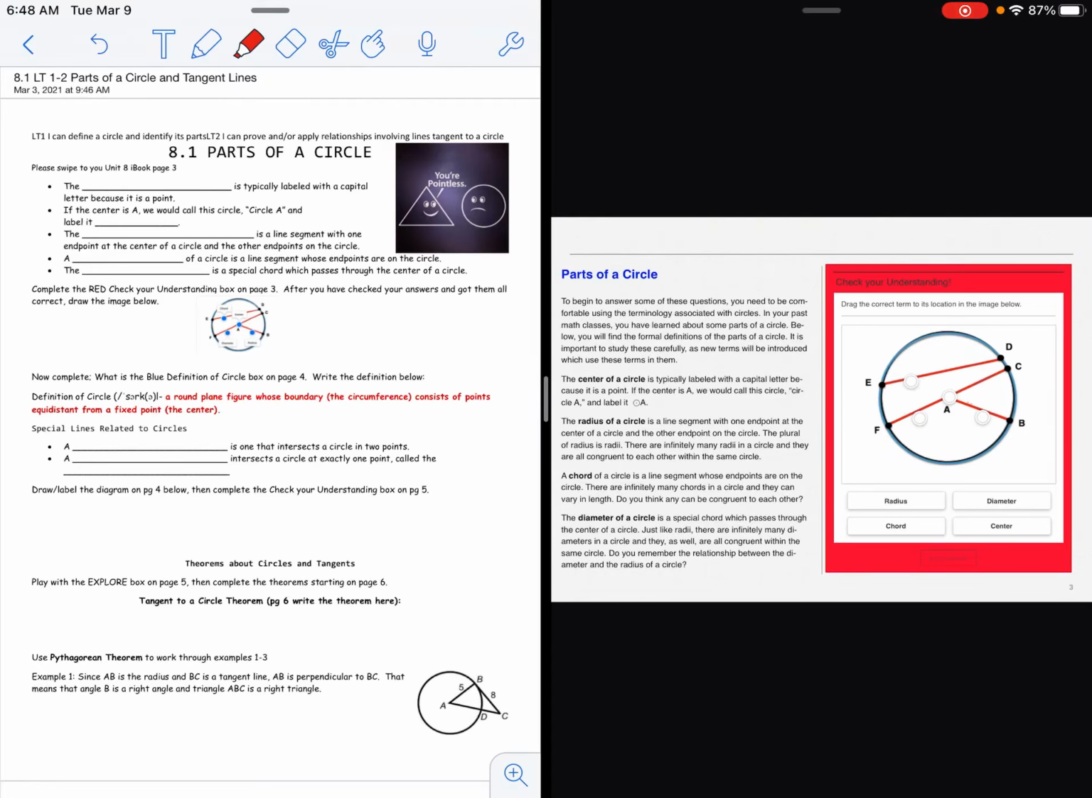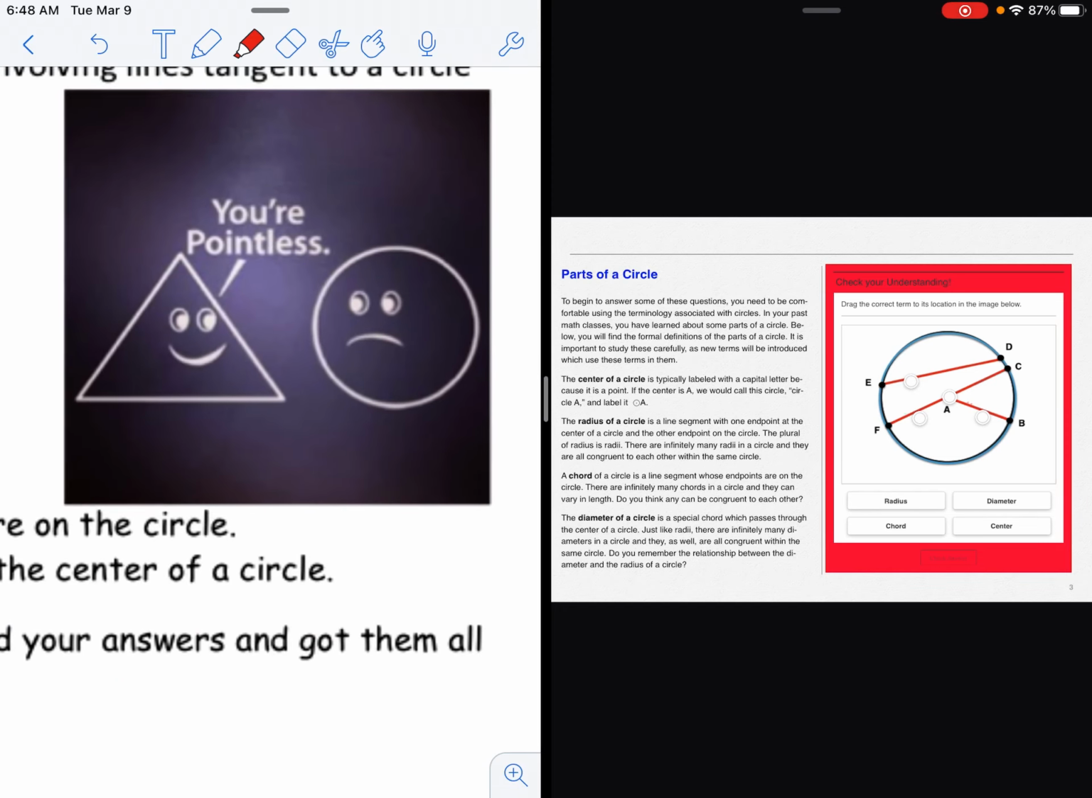All right, students, so we're here, and today we're talking about parts of a circle. This is the first section in Unit 8, and we've been talking about triangles for about 1 billion days now, so it's going to be nice to talk about a different shape, and that's the circle itself.